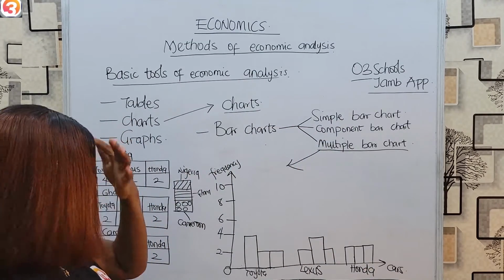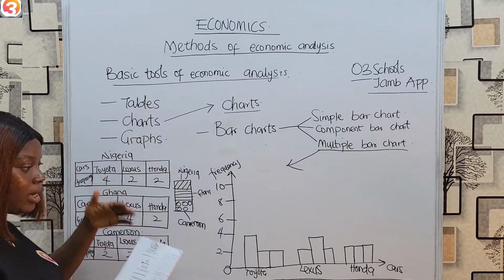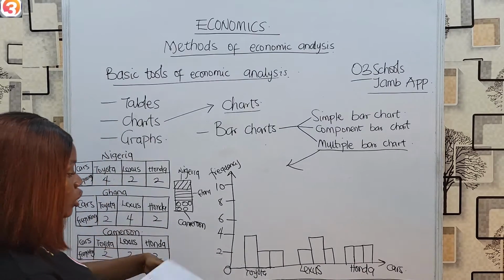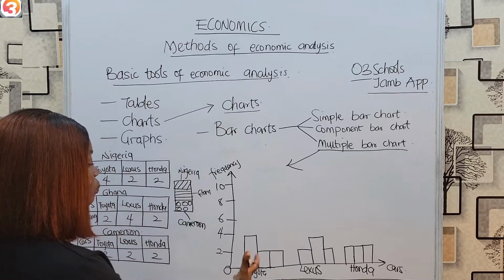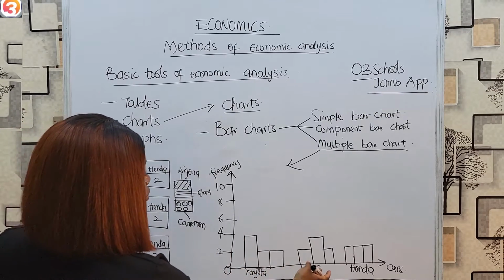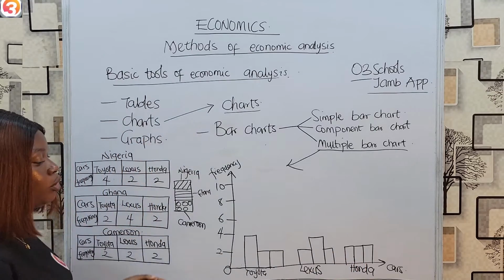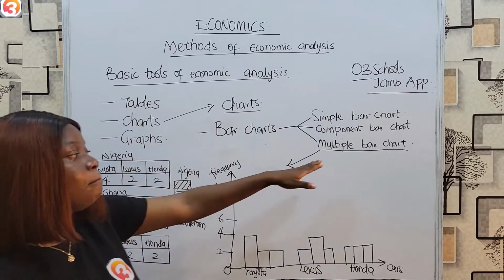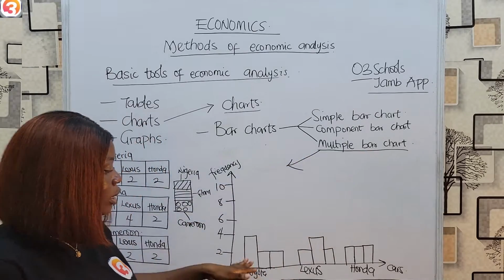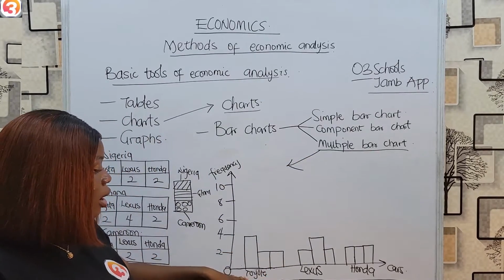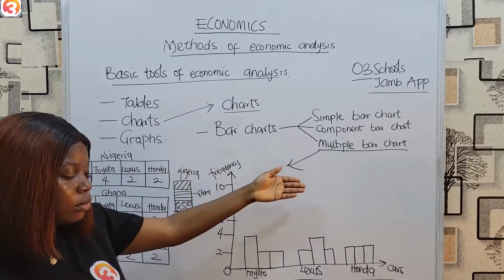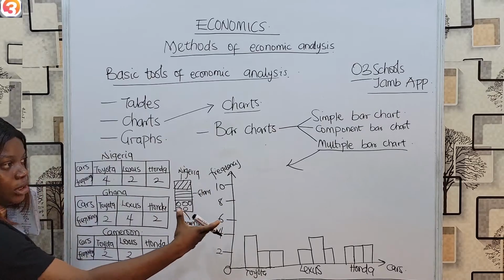Don't mind my table and illustration. This was just in my head. It may look a little bit tacky, but I hope you are getting the message I'm trying to pass across. So we have the Toyota, we have Lexus, we have Honda. This is what a multiple bar chart looks like. Multiple bars, as the name implies, more than one bar per element. Now we're done with bar charts basically.